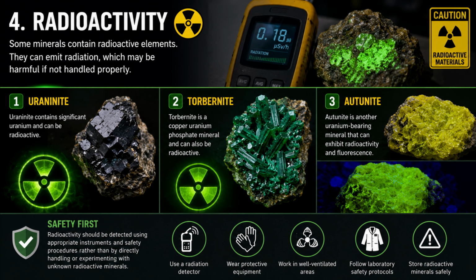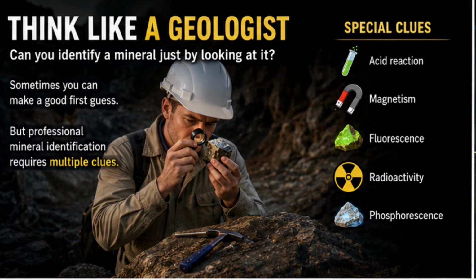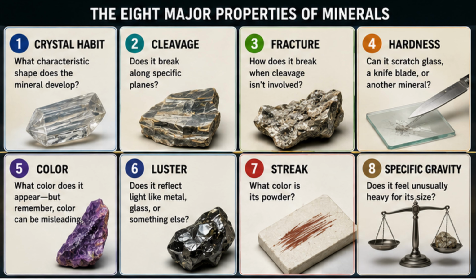Think like a geologist. So, can you identify minerals just by looking at them? No. Sometimes you can make a good first guess, but professional mineral identification requires multiple clues. Let us review the 8 major properties one more time. Number 1 is crystal habit: what shape does the mineral develop? Number 2 is cleavage: does it break along specific planes? The other is fracture. Hardness: can it scratch glass, a knife, lead, or another mineral?